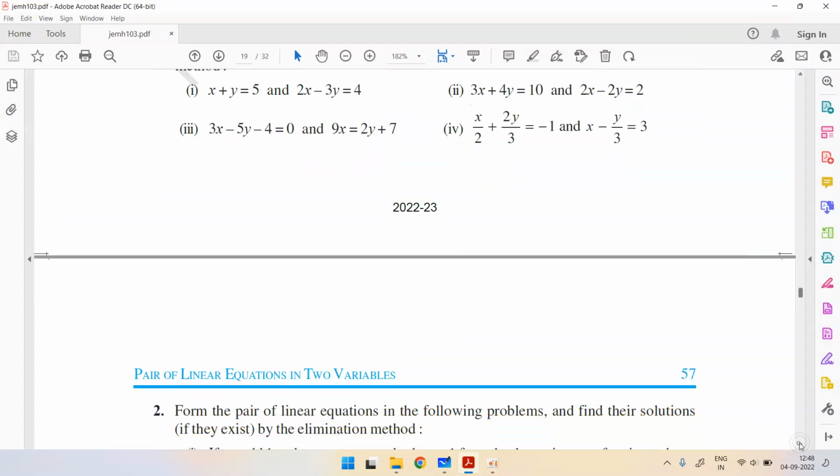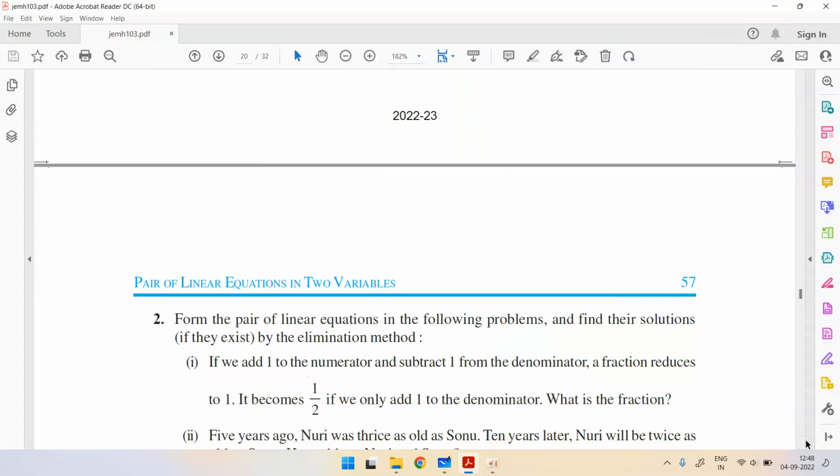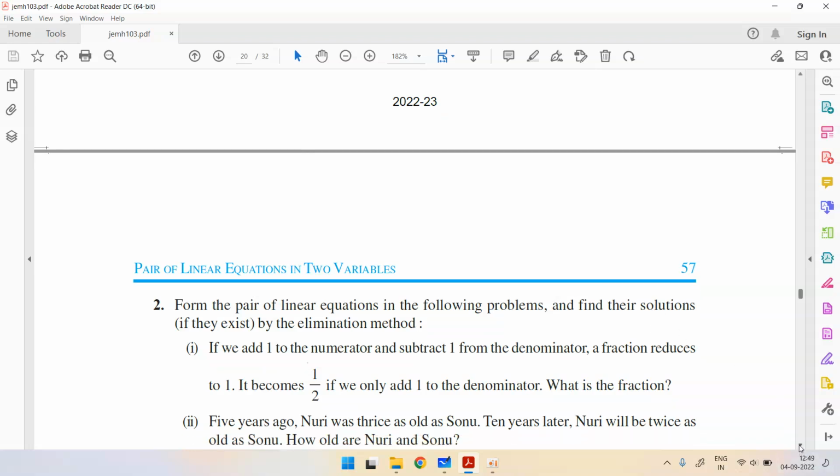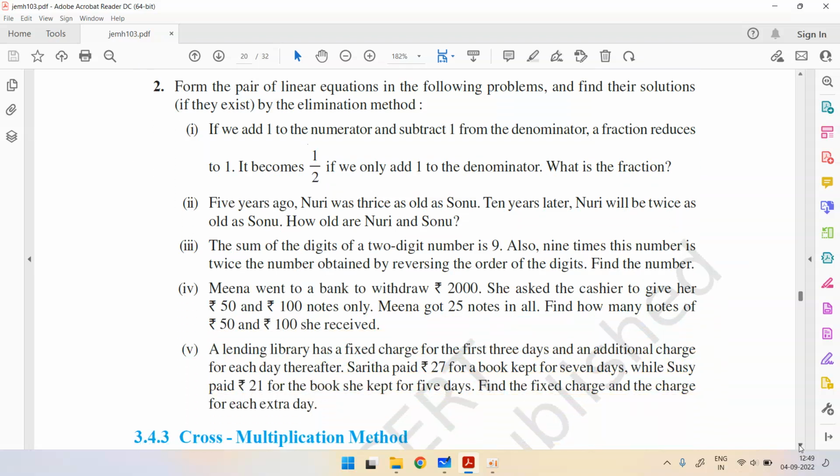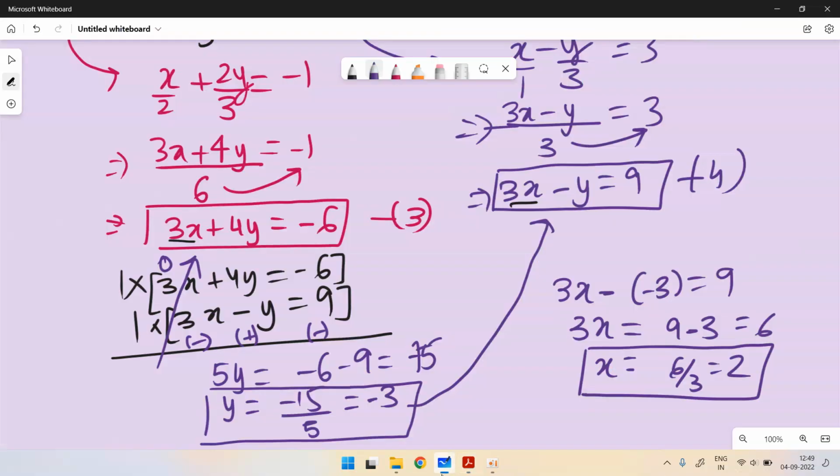Now the second question. The second question says: form the pair of linear equations from the following problems and find their solution, if they exist, by the elimination method. This is 5 parts; I will do all of these. Second question, first part: if we add 1 to the numerator and subtract 1 from the denominator, a fraction reduces to 1. If it becomes half if we only add 1 to the denominator, what is the fraction? You need to find the fraction.